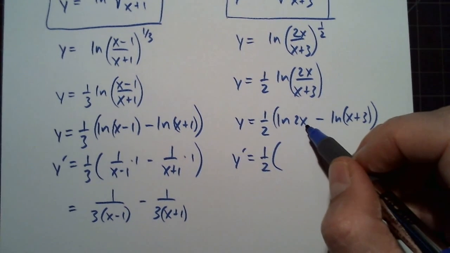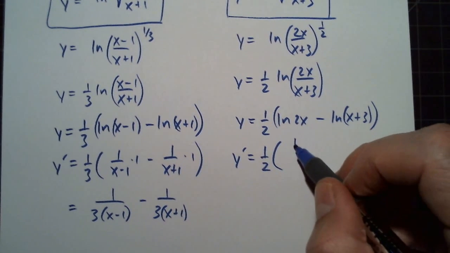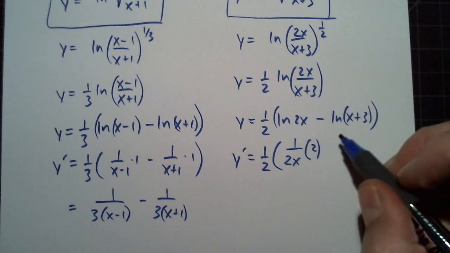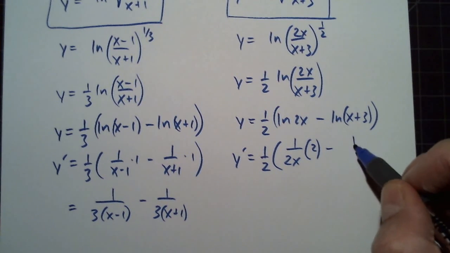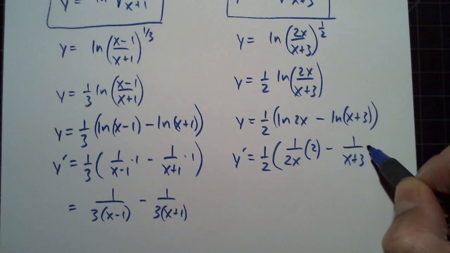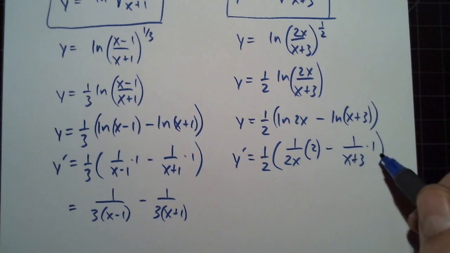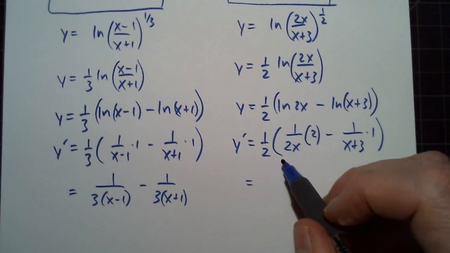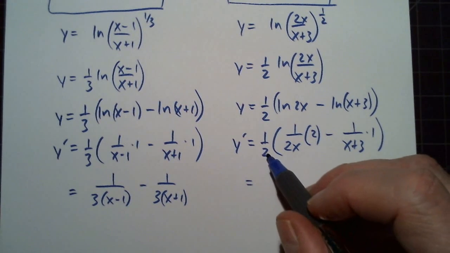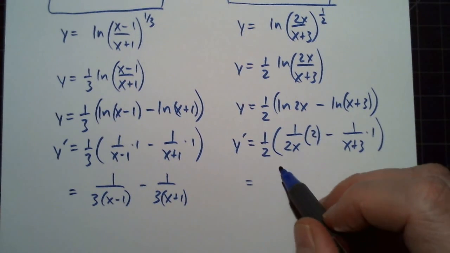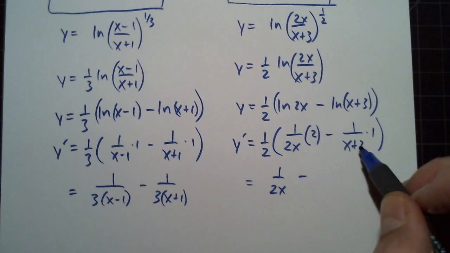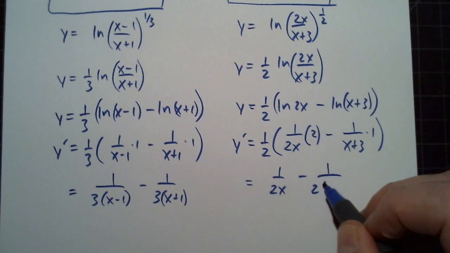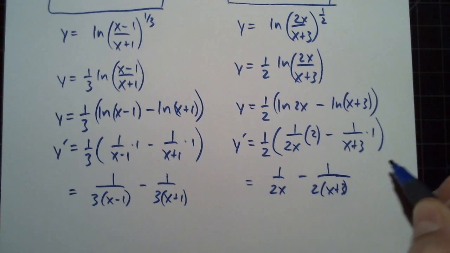So we'll do the derivative of natural log of 2x. Well, we have 1 over 2x times the derivative of 2x. That's the chain rule. Here we have 1 over x plus 3 times the derivative of x plus 3, which is 1. And then we can just simplify. We can cancel the 2 and the 2, so it's just 1 over 2x. Here we distribute the 1/2, and it'll be 1 over 2 times x plus 3.